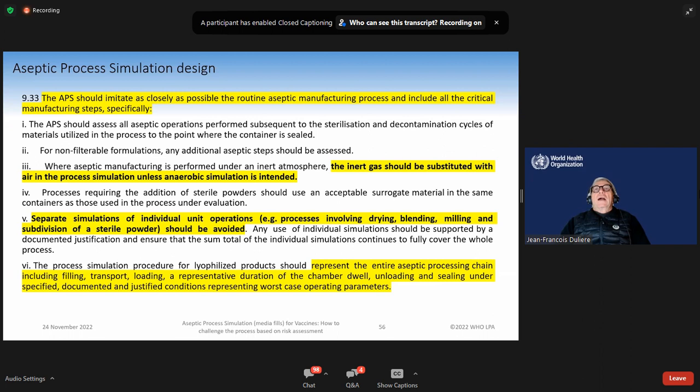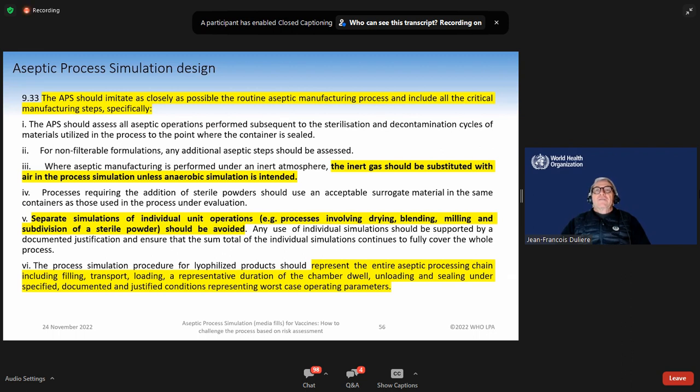For non-filterable formulation, any additional aseptic steps should be assessed. Inert gas should be substituted with air in the process simulation unless anaerobic simulation is intended.